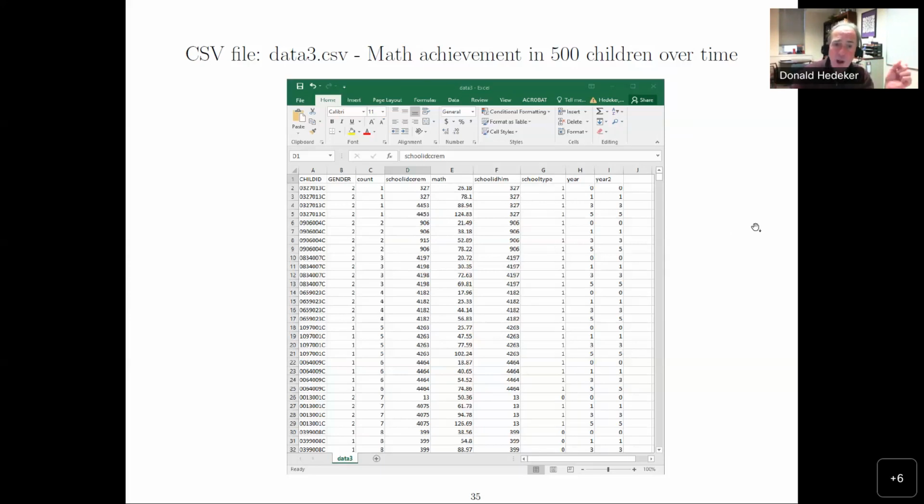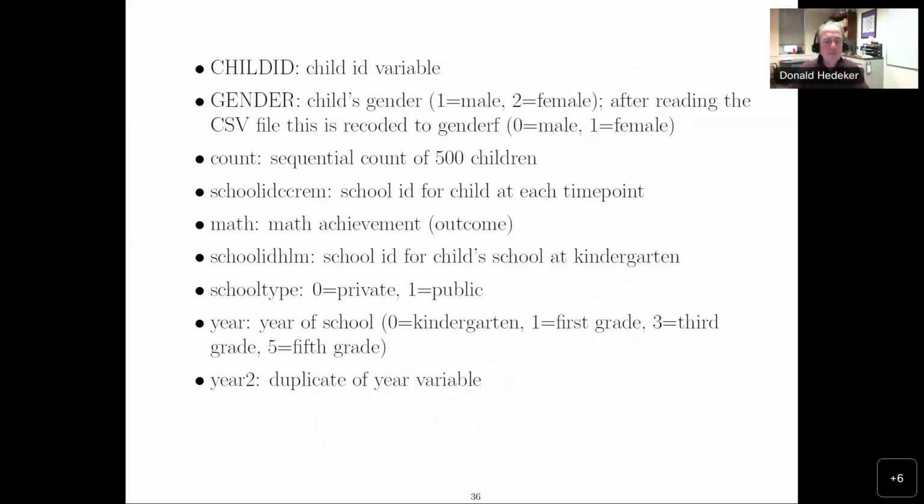So what I'm going to show is how we can take into account that the student changed schools. Okay? So here's a listing of these variables in this Excel file. Again, the one we're going to look at is their math achievement, and we're going to use the school ID for the child at each time point. We've got gender, we've got time, and I think we also have whether this is a public or private school. And again, that's a time varying variable because kids can change the school that they're in.